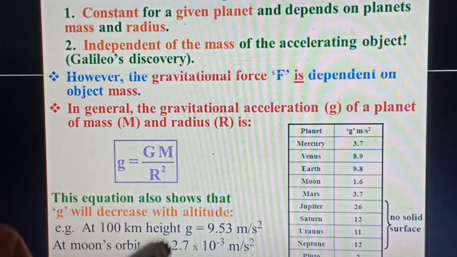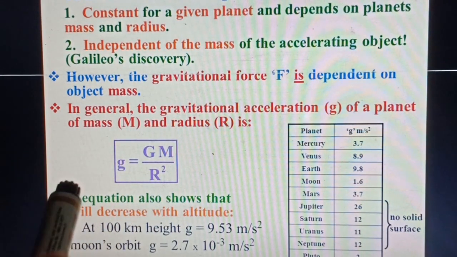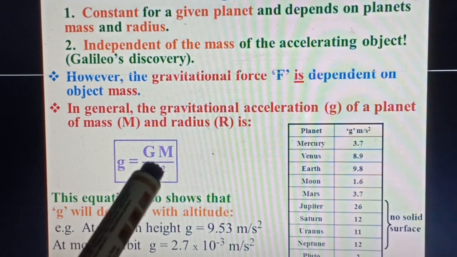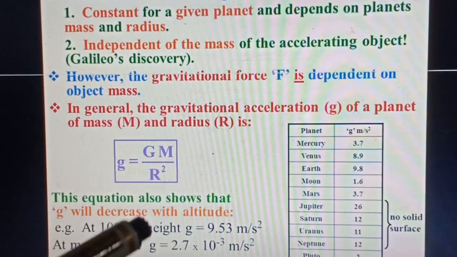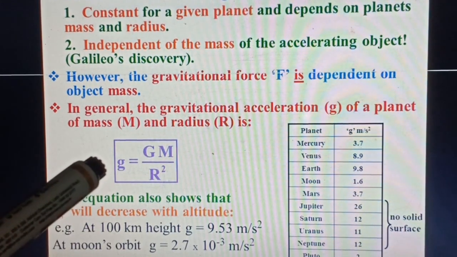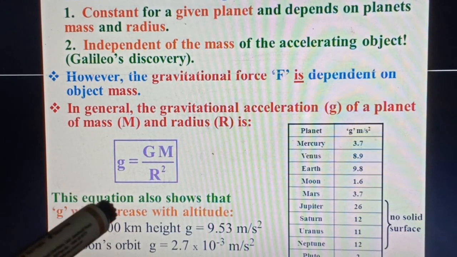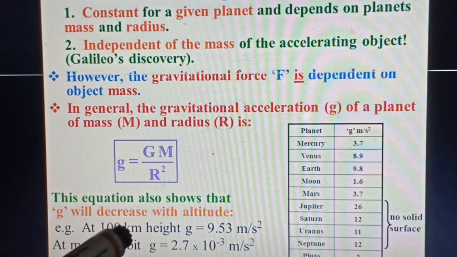It means that if anyone is falling from the sky towards earth, the earth will be attracting the object with an acceleration. The motion of the body, or the object, will be an accelerated motion, and the acceleration will be constant, approximately 9.8 meter per second square.